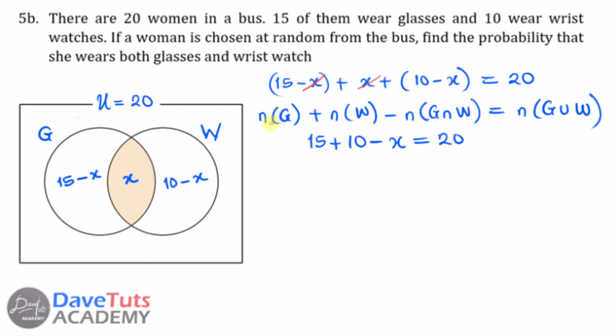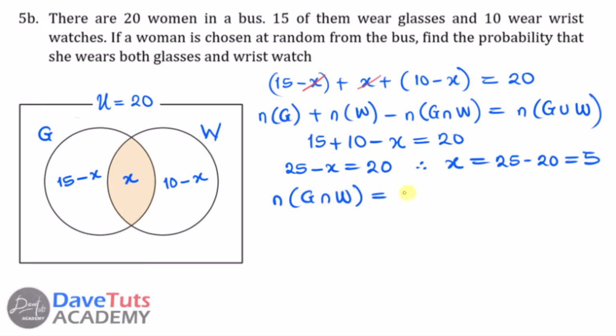So you can see directly number of glasses is 15, number of wristwatches is 10, minus the intersection of the two, which is X, is equal to 20. So we can try and solve this. 15 plus 10 is 25. So we have 25 minus X is equal to 20, such that if we change the position, X will be 25 minus 20, and that is equal to 5. Okay, so that is the number of those wearing both glasses and wristwatches. So you can say number of those wearing both glasses and wristwatches is equal to 5.